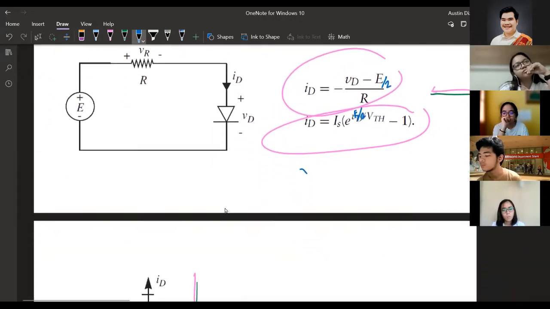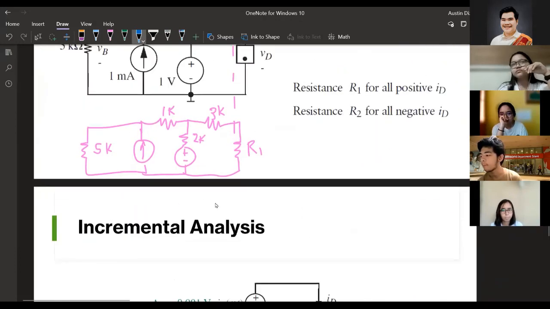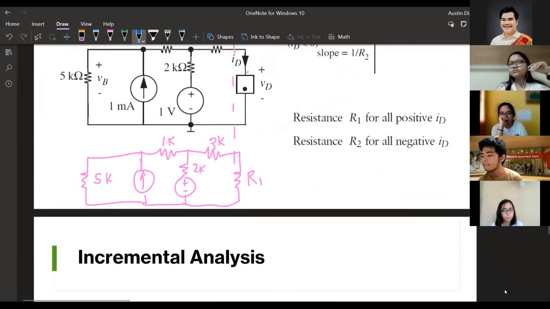Ayun, walang something new. Yung huling-huling topic, ayun yung something new. Yung incremental analysis. So, that's it for today.